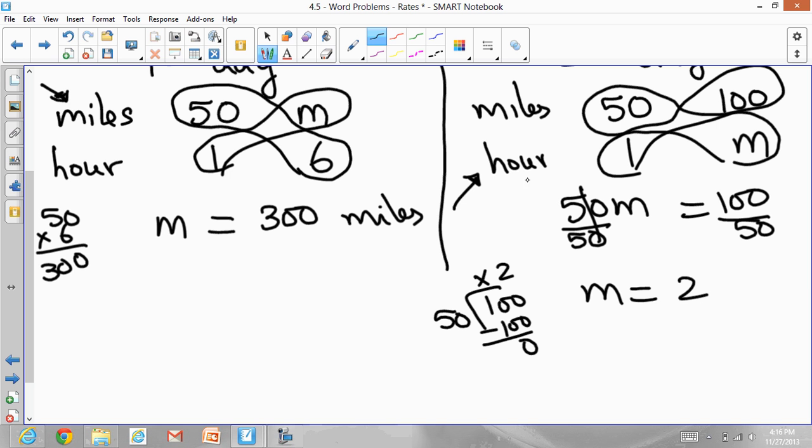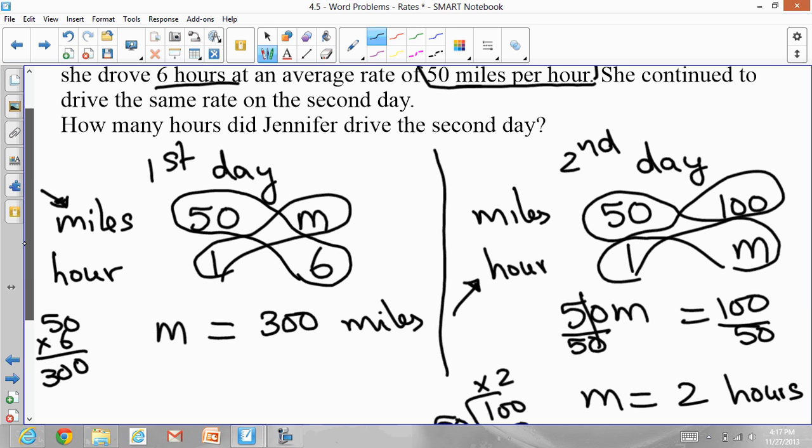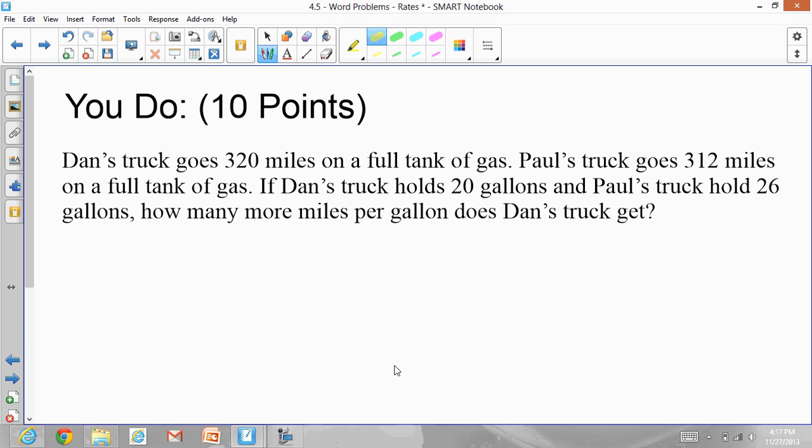Now focus on what is here. 2 hours. So how many hours did Jennifer drive the second day? On the second day, she has to drive 2 hours. Because on the first day, she traveled 6 hours, so she was able to finish 300 miles. On the second day, she only had 100 more miles to cover, and she only has to drive for 2 hours. Make sure that you are completing this video question. You have to show all the work and the accurate answer when I see you next time in the class.